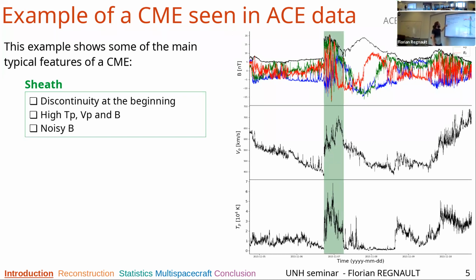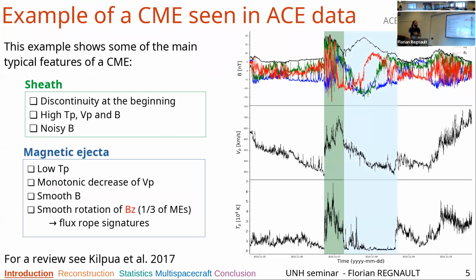You have the discontinuity. And after you have the high temperature, velocity and magnetic field inside this green area that corresponds to the solar wind material that is being compressed and heated due to the propagating magnetic ejecta. And we also observe a very noisy magnetic field, in particular its components, inside the sheath area. Then just after this area, we have what we call the magnetic ejecta, where we have this low temperature in this region. So this is the blue part here.